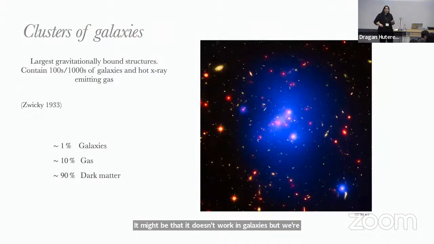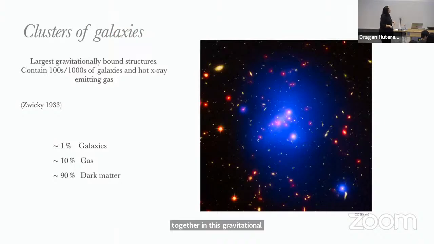The second evidence for the existence of dark matter is clusters of galaxies. Clusters are the largest gravitationally bound systems that we have. Those are hundreds and thousands of galaxies bound together in this gravitationally bound system.